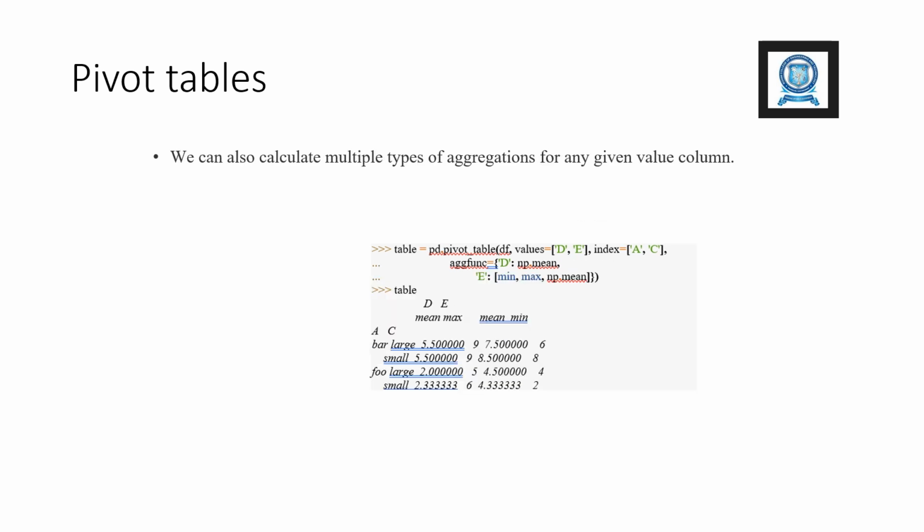We can also calculate multiple types of aggregations for any given value column. See here, the same as the previous one, pivot_table. The data frame is taken as an input and values are taken from D and E. Indices are taken from A and C, and aggregate functions for the D value is np.mean. For each value, we have used multiple aggregate functions: one is the min function, another is the max function, and a third one is the np.mean function. For each column, we have used multiple aggregate functions, min, max, and mean. The output for this statement is shown here.